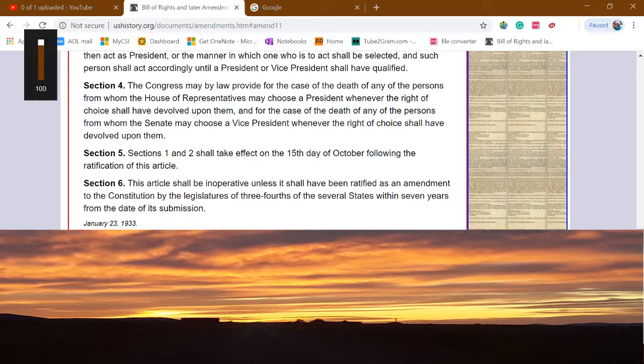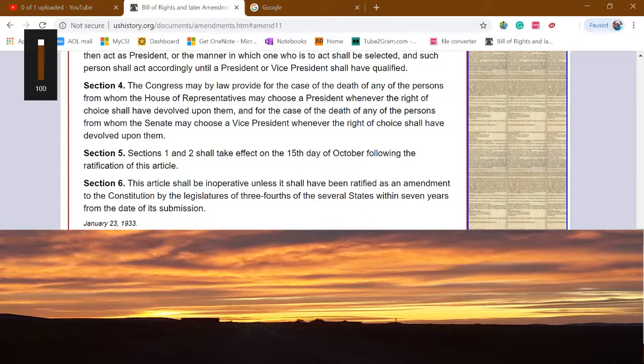Section 4. The Congress may, by law, provide for the case of the death of any of the persons from whom the House of Representatives may choose a President whenever the right of choice shall have devolved upon them, and for the case of the death of any of the persons from whom the Senate may choose a Vice President whenever the right of choice shall have devolved upon them.